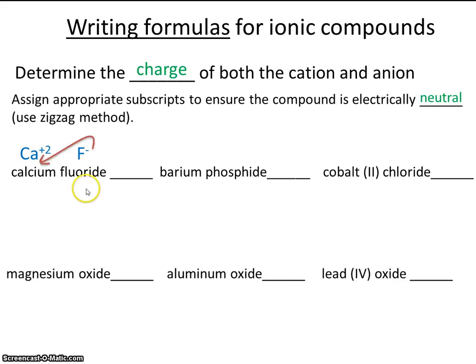So, remember, fluoride has a charge of -1. So it's like we take that 1 and we bring it down behind calcium. And then we take this 2 and we bring it down behind fluoride. So it's Ca1F2. And notice we're really not writing the 1. The 1 is just implied.